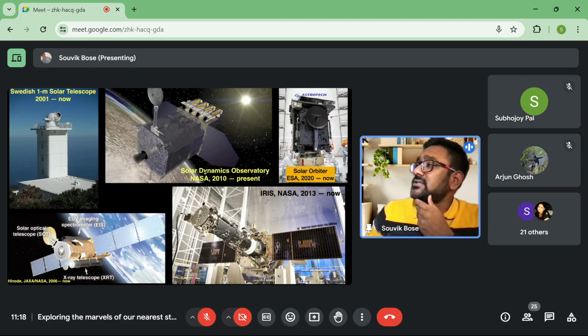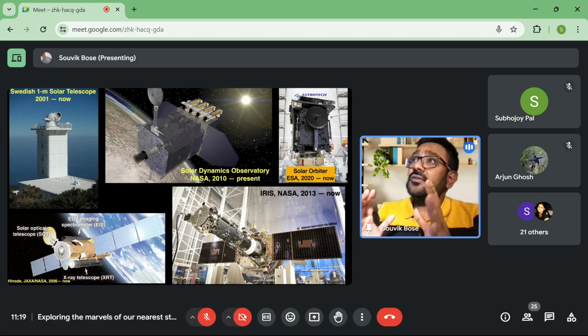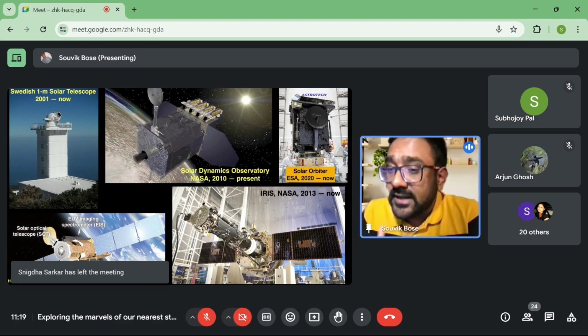So one is, of course, the Solar Dynamics Observatory, which has been around for nearly 15 years now. And the images that you saw in the past couple of slides have been taken by this particular satellite. This is a phenomenal satellite. It images the full disk of the sun every 12 seconds, and it sends down roughly 1.5 terabytes of data every day.